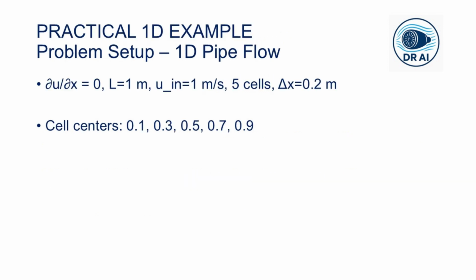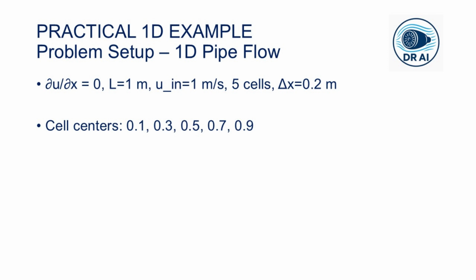So let us solidify everything with a concrete example. Suppose we have a problem here: a straight pipe of length L equals 1 meter, in which the inlet velocity is 1 meter per second, no viscosity, steady state. So the simplified equation is partial u over partial x equals 0, which implies that the velocity is constant along the pipe.